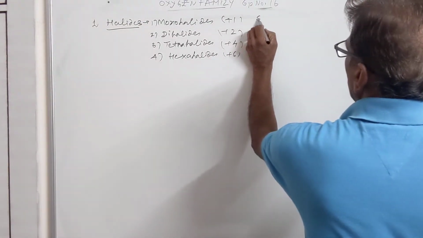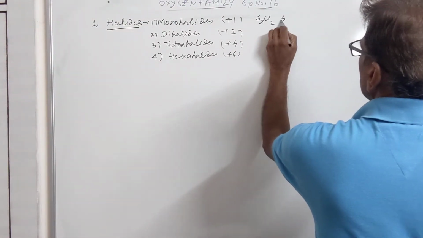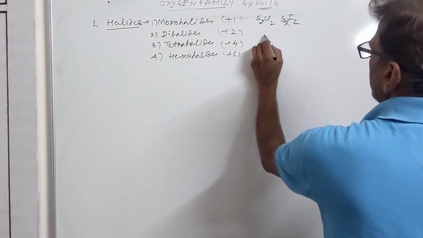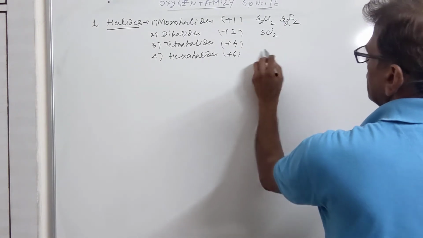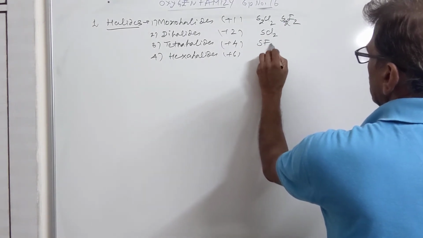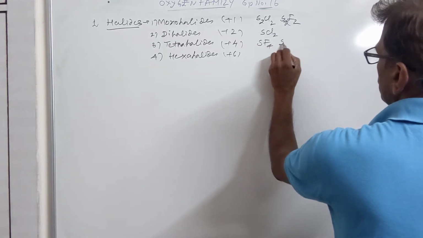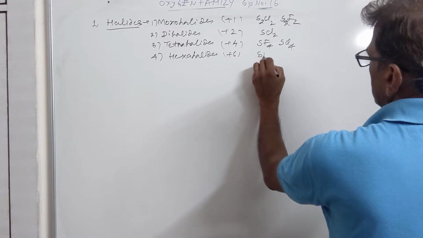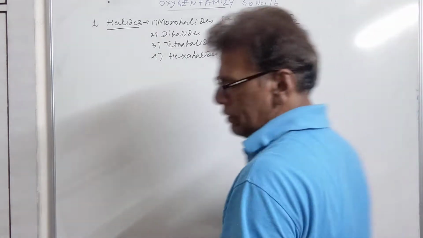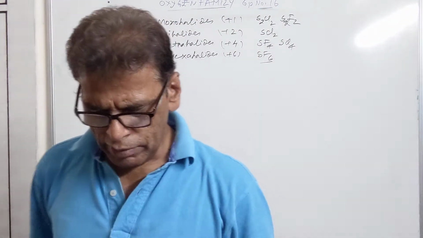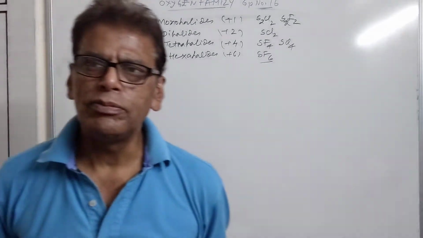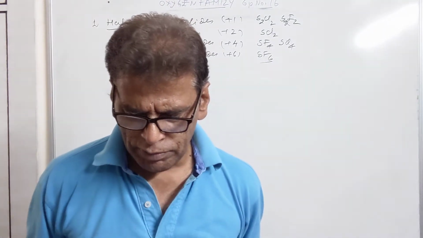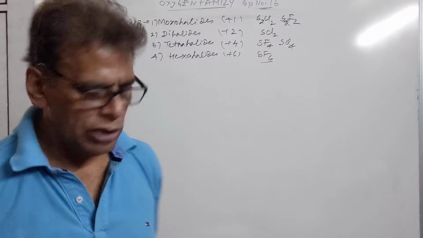So what are the monohalides? Monohalides are compounds like S2Cl2, S2F2. Then we have dihalide, the stable dihalide is SCl2, tetrahalides we have SF4 and SCl4. Then we have hexahalide SF6. This is the stable halide. Although other elements also form halides, they are less stable as compared to the halides of sulfur.